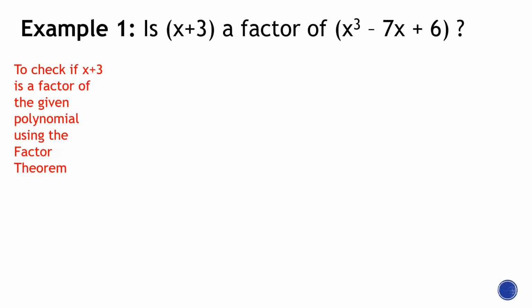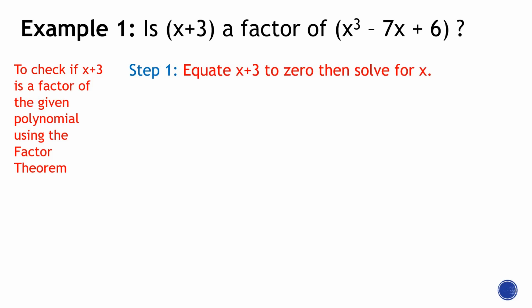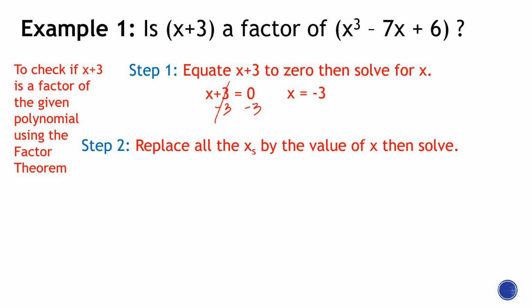To check if x plus 3 is a factor of the given polynomial using the factor theorem, we will follow these two steps. Step number 1, equate x plus 3 to 0, then solve for x. So that's x plus 3 is equal to 0, and then we will subtract 3 on both sides, right? So therefore, x equals negative 3. Then we will replace all the x's by the value of x, and then we will solve or evaluate.